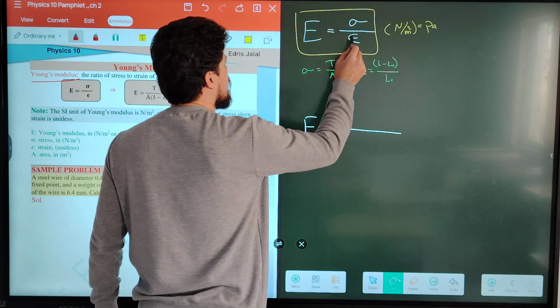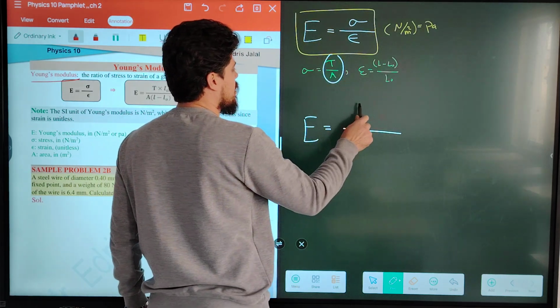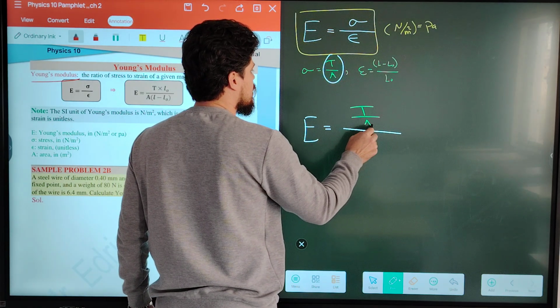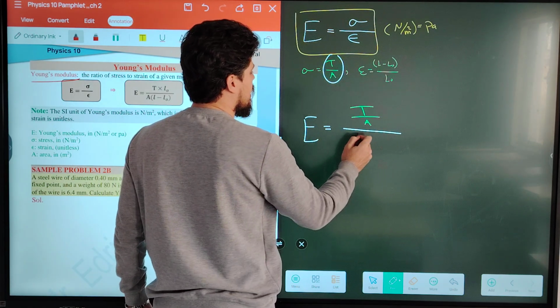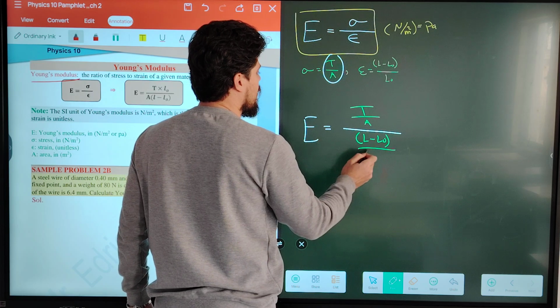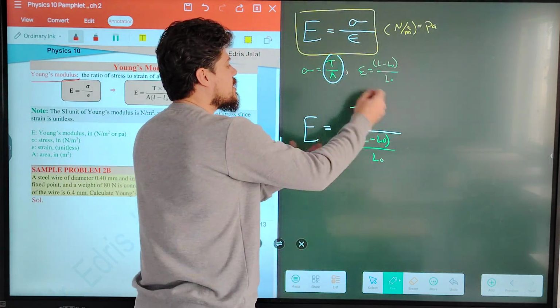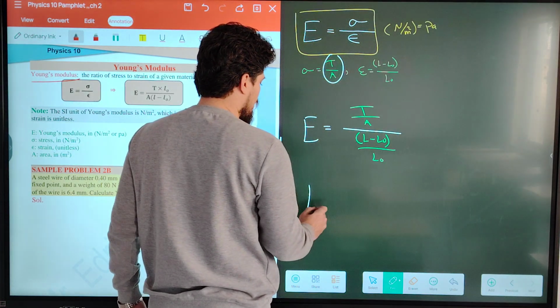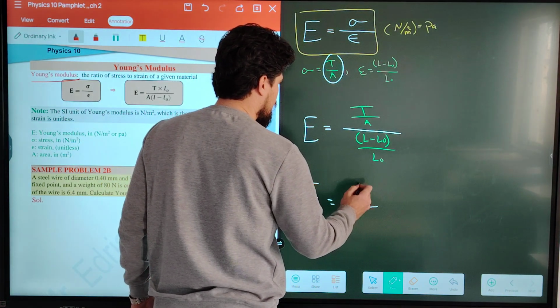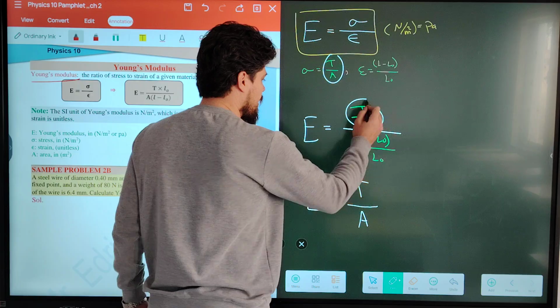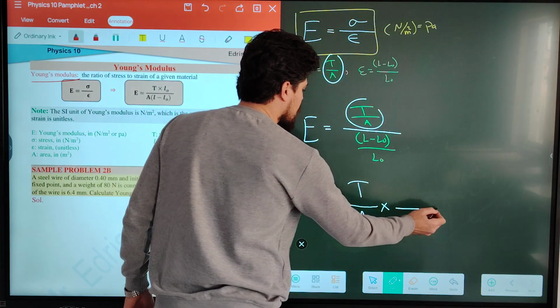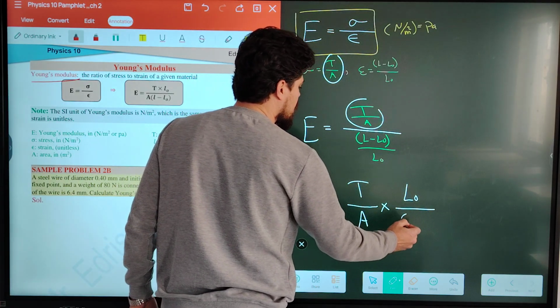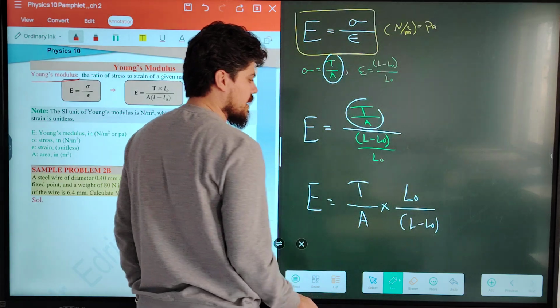Young's modulus is equal to what? And instead of stress, write down what? Tension over area. And instead of strain, elongation over initial length. According to basic math, you have to convert this fraction into multiplication. What remains? Tension over area multiplied by what? The reciprocal, L naught, divided by initial length.